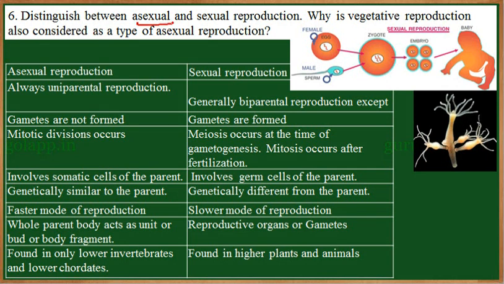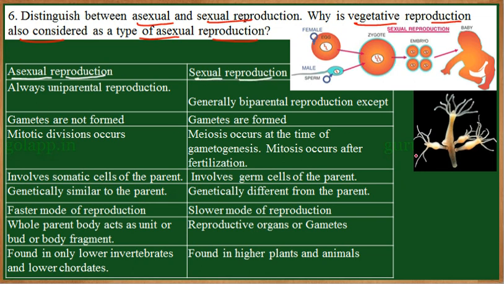Distinguish between asexual and sexual reproduction. Why is vegetative reproduction also considered as a type of asexual reproduction? Now let's learn the differences between asexual reproduction and sexual reproduction.